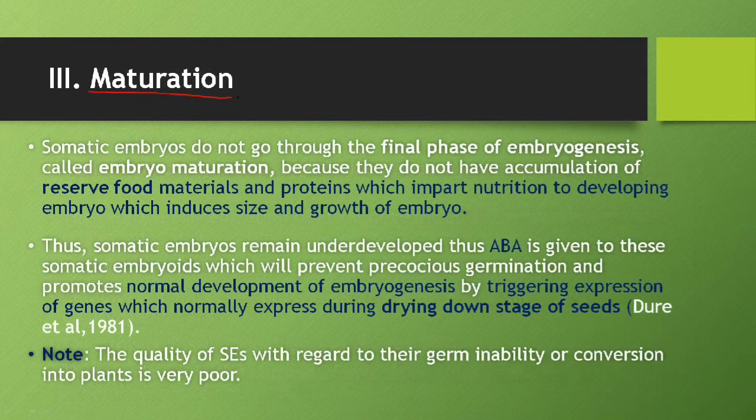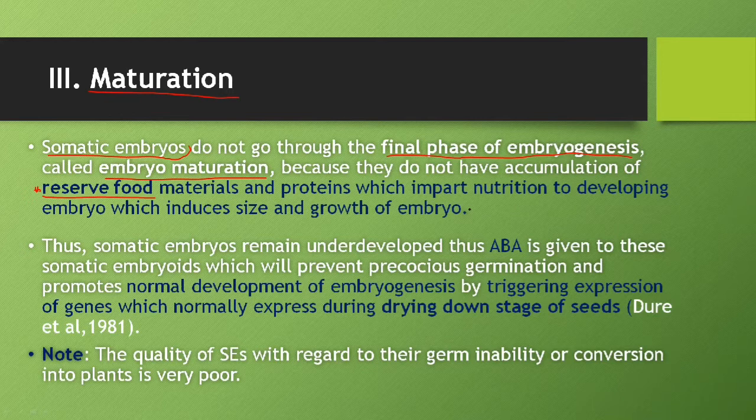Then maturation of the callus culture. After putting this culture into the new nutrient media, they go through the final stage, which is called embryogenesis. During maturation of the embryos, because these embryos do not contain reserve food material, they do not have endosperm. Normal seeds have reserve food material in the form of endosperm.